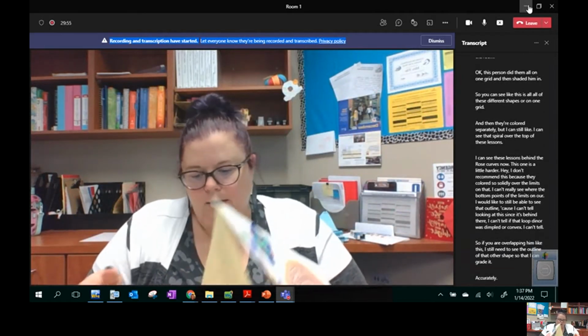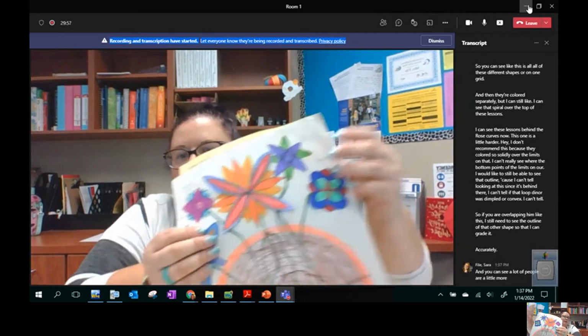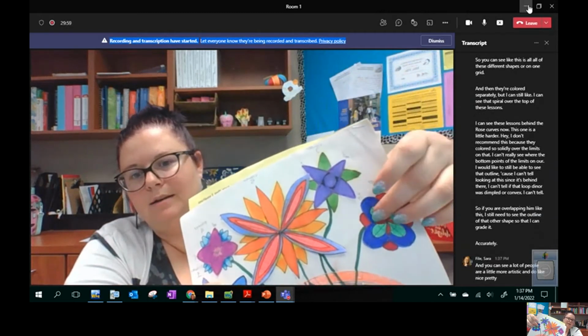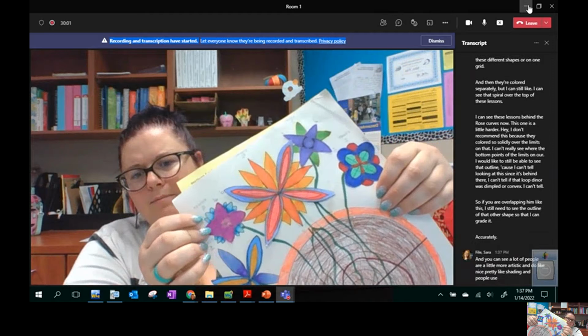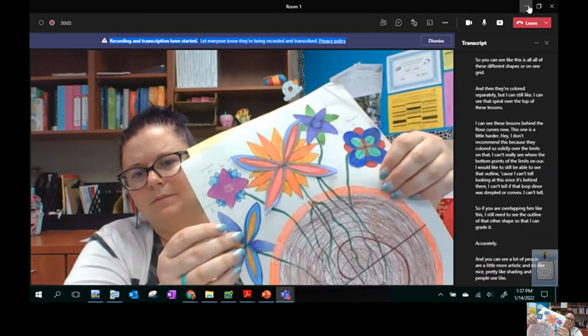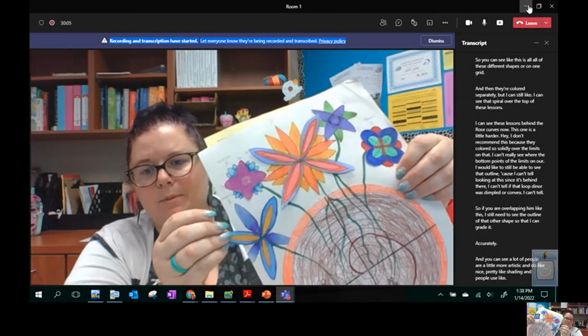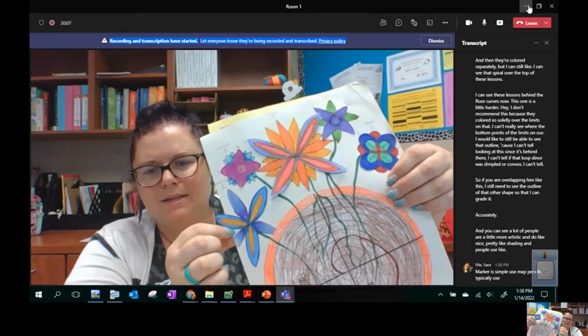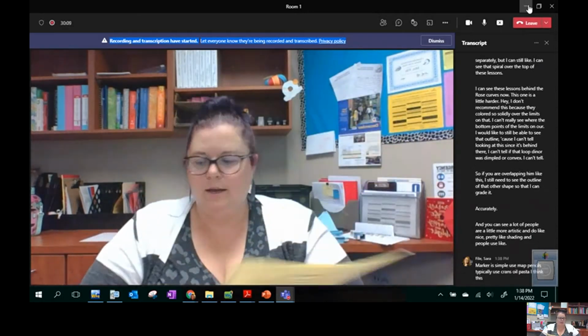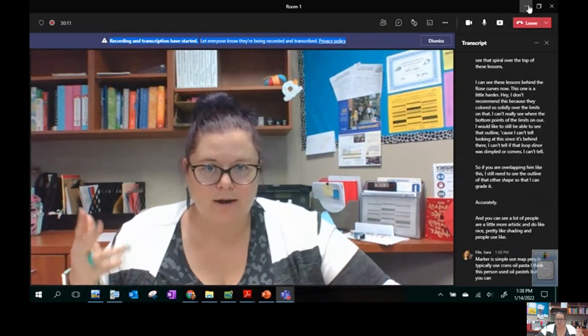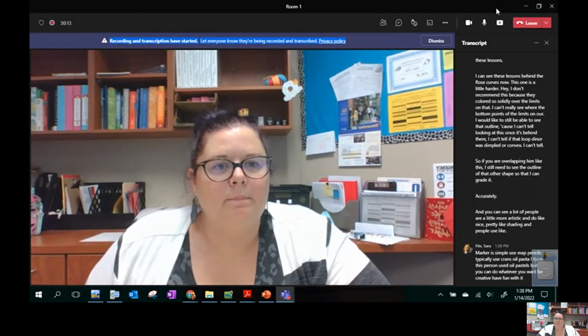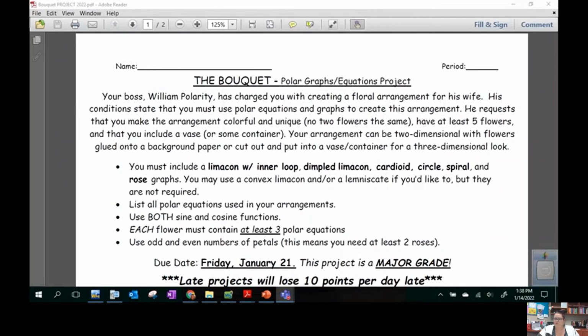You can see a lot of people are a little more artistic and do like nice, pretty shading, and some people use markers, some people use matte pencils, some people use crayons, oil pastel. I think this person used oil pastels. But you can do whatever you want. Be creative, have fun with it. But that's the gist of the project.